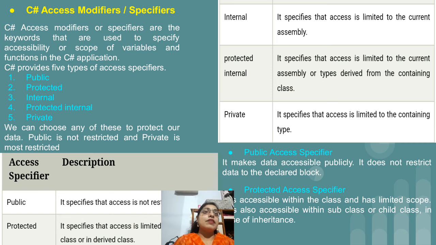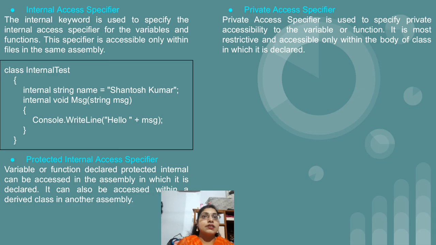And then we have private. Private means the variables or methods which are declared with private scope cannot be called outside of the class because they are private. Other than that, we have two new access specifiers in C#: the first one is internal and the second one is protected internal. So now we are going to see examples of them.